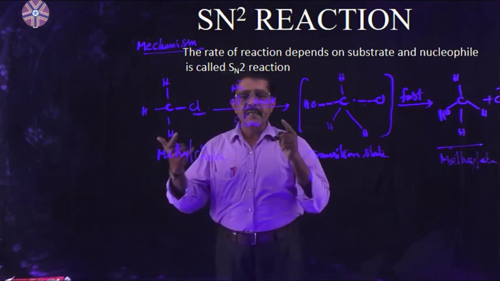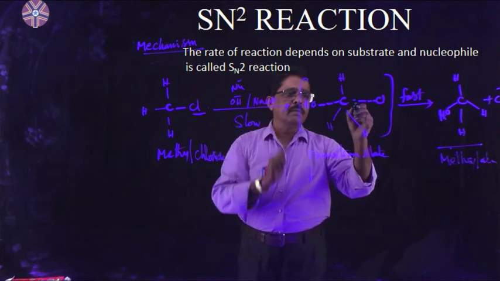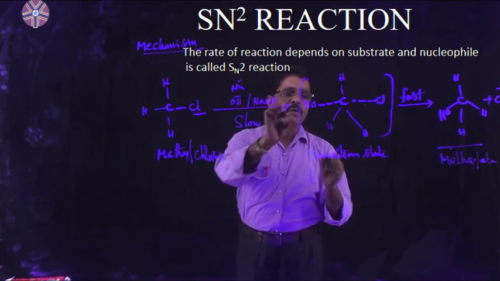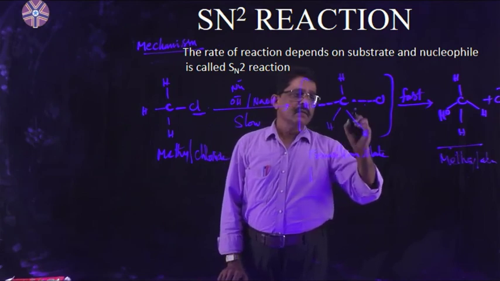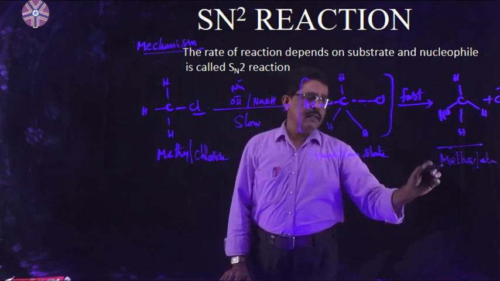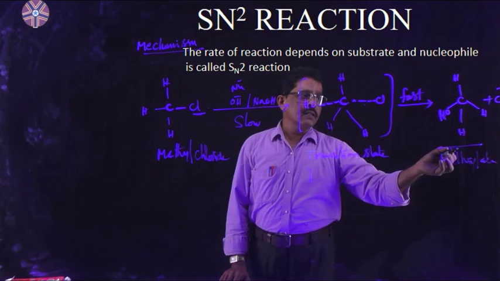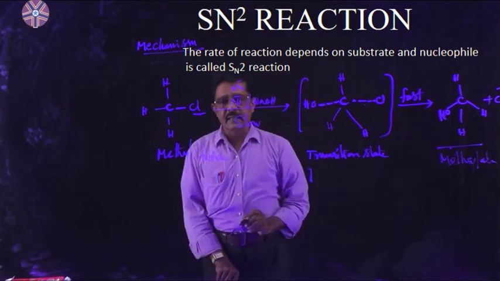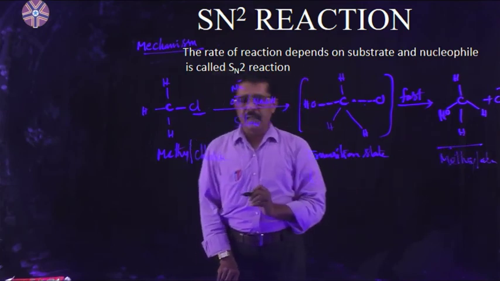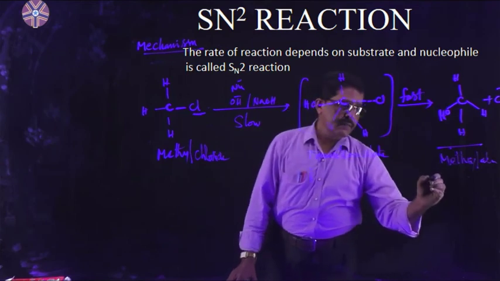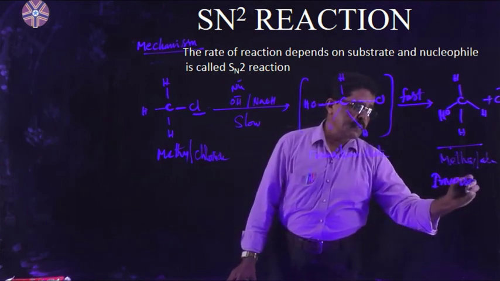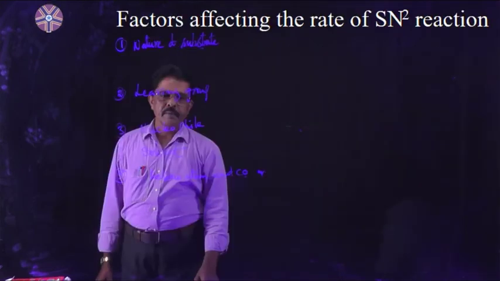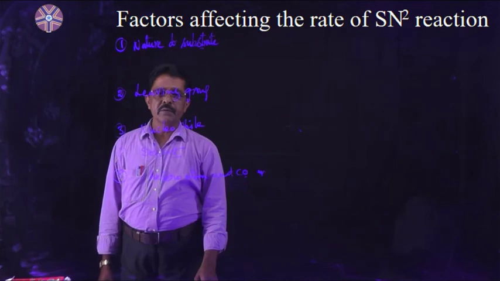This takes place simultaneously. Bond breaking and bond forming take place simultaneously to form methyl alcohol. This methyl alcohol configuration is opposite to that of methyl chloride. Hence, this configuration is said to be inversion of configuration. Inversion of configuration.